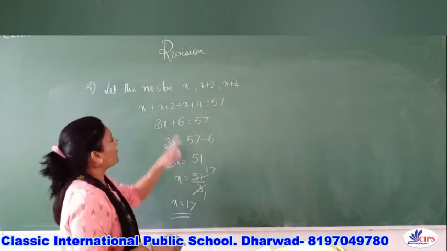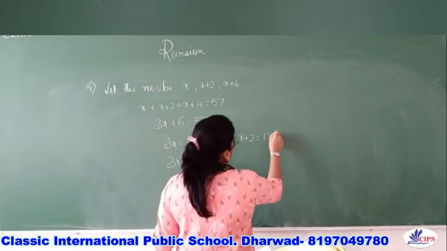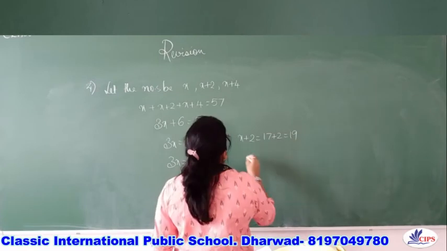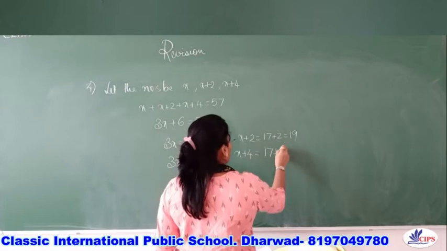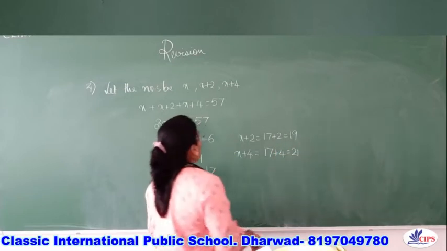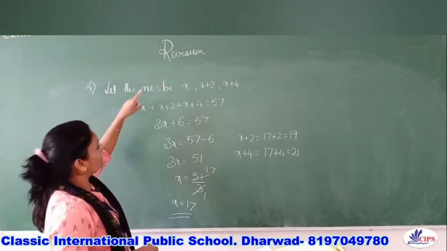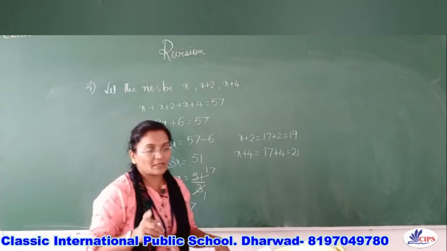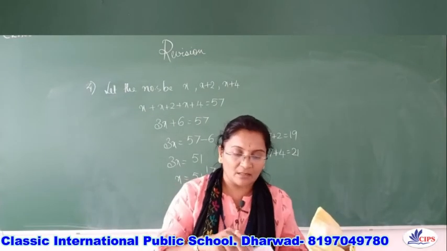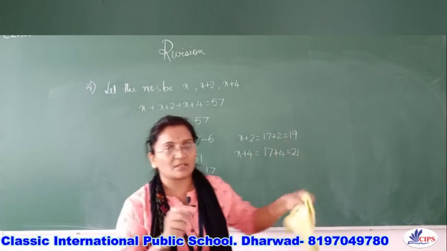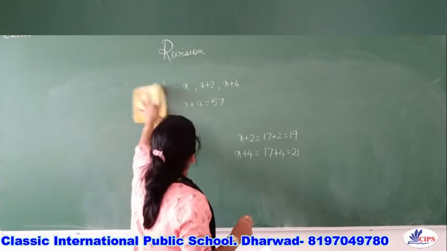Now when x is 17, what will be the value of x plus 2? So x plus 2 is equal to 17 plus 2, that is 19. Then x plus 4, that is 17 plus 4, is 21. So when you add 17 plus 19 plus 21, you will get 57. So read the question properly and then solve it. Hope everybody has understood these sums because there are similar sums in chapter number 14. So I will end the revision of chapter number 14 here.